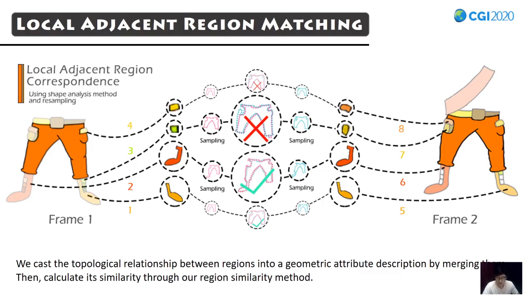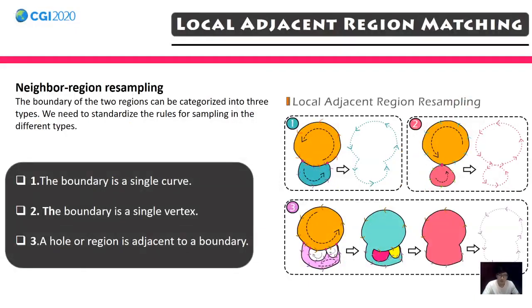The advantage of this method is that the geometric attributes and the topological attributes, such as the relative position of a neighbor region and the main region, the relative size, the boundary length, and so on, are implicitly included in the merged shape. Here, when we merge the two regions, we need to consider their boundary types. The boundary of the two regions can be categorized into three types as the figure shows. We need to standardize the rules for sampling in the different types.